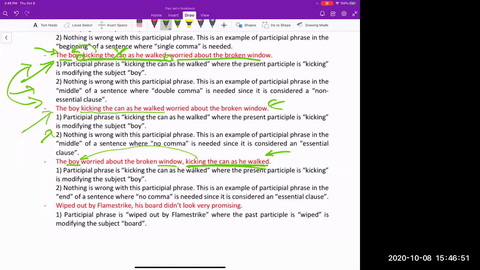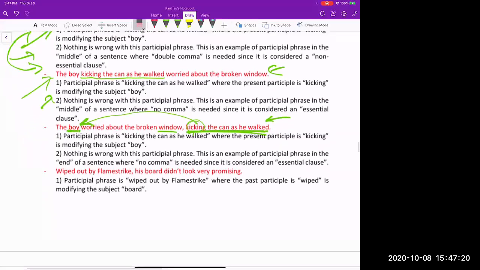What that really is, is when you don't have your participial phrase next to your subject, or it's not clear which subject it's modifying. If there is a subject, that's what you call a misplaced modifier. And sometimes you'll see that the subject it's modifying isn't even there, and that's what you call a dangling modifier. We'll see more examples of that.